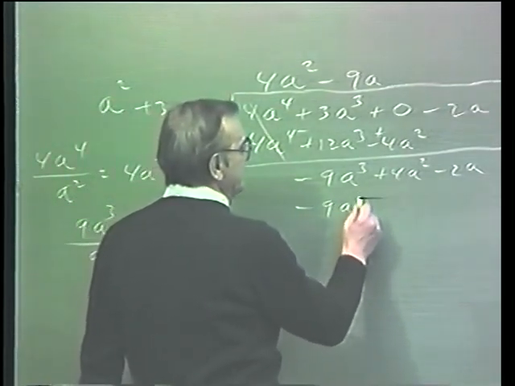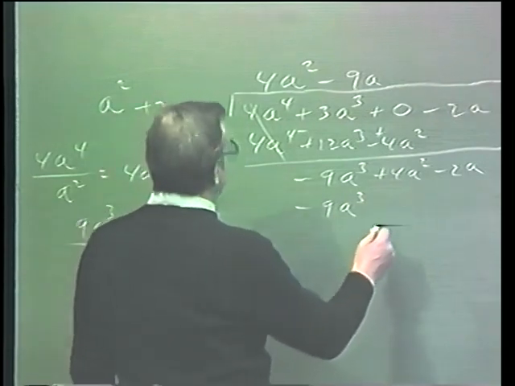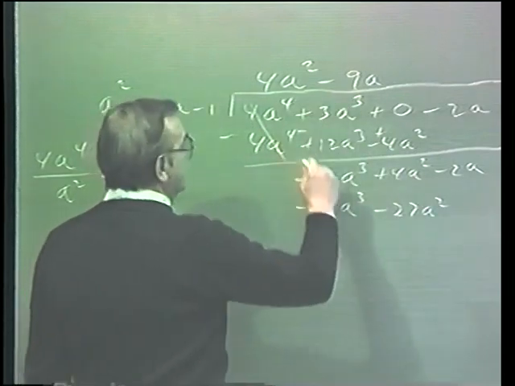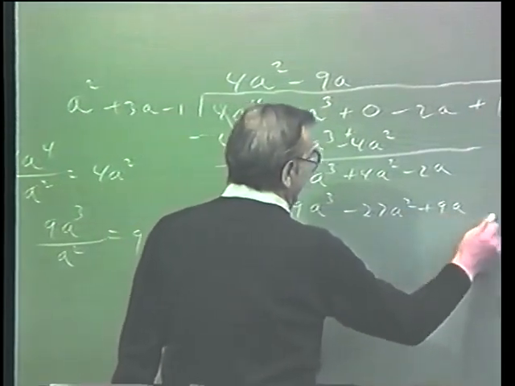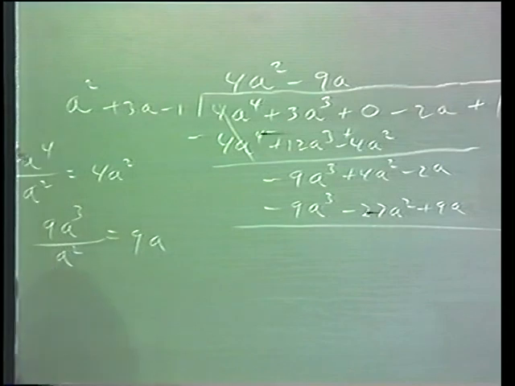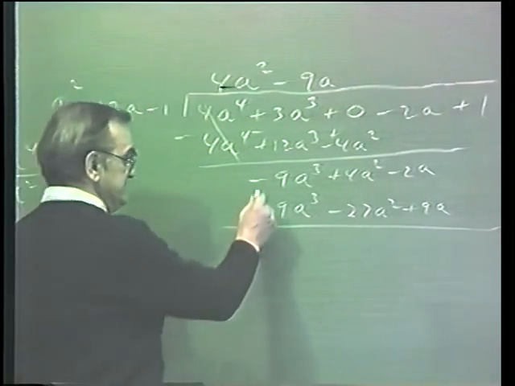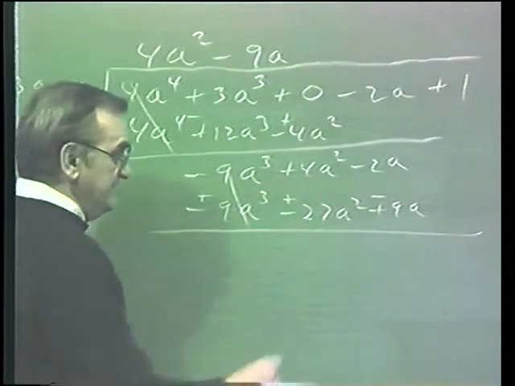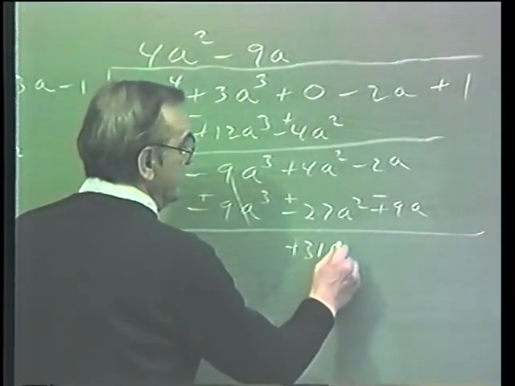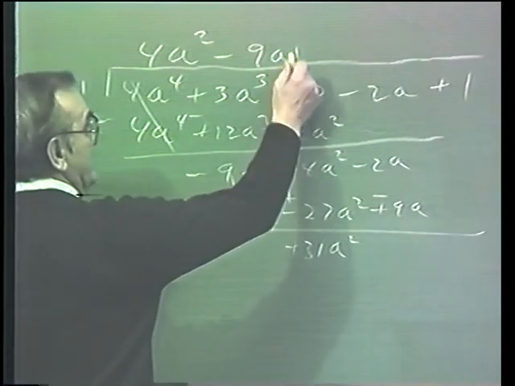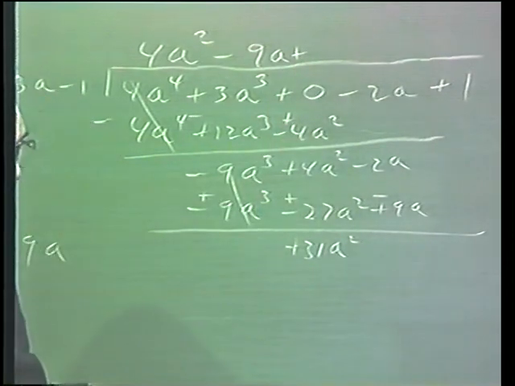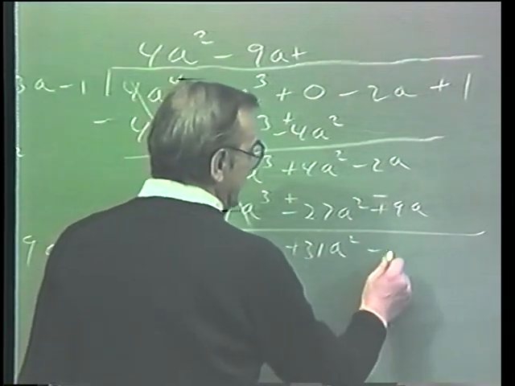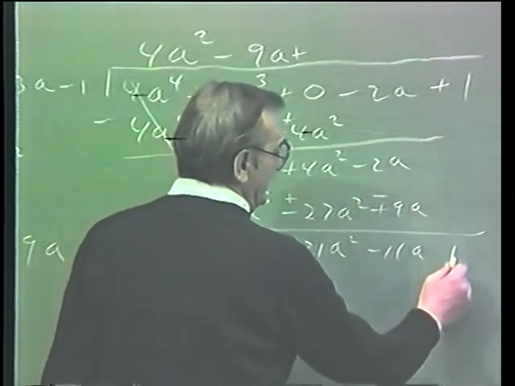We get negative 9a to the third. We get a negative 27a squared. And we get a positive 9a. We subtract. That means change the signs. They go up. We have a positive 4 and a positive 27 is a positive 31a squared. Again, automatically we have the sign of the next term in our quotient. We have a negative 2a and a negative 9a is a negative 11a. We bring down the next term.